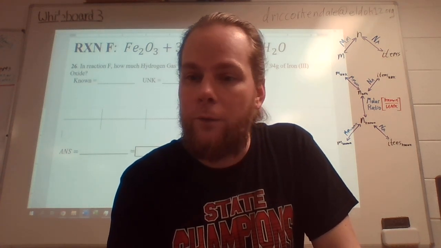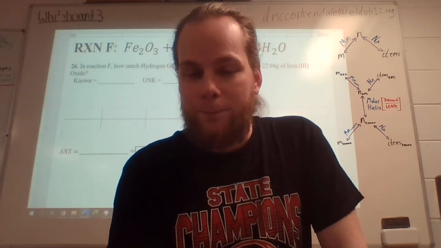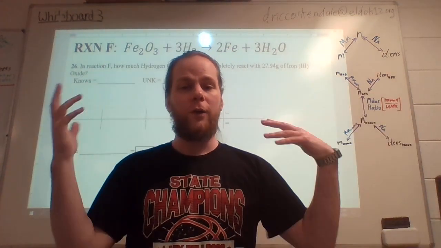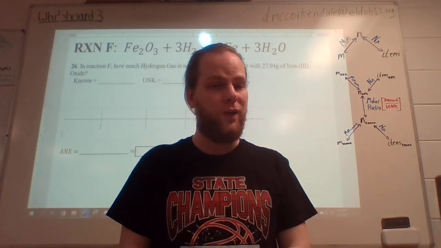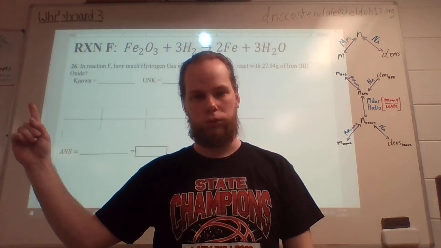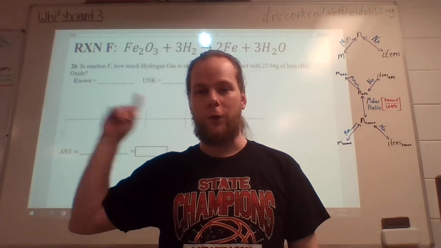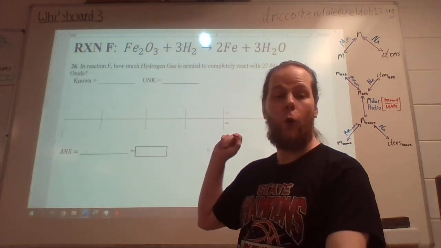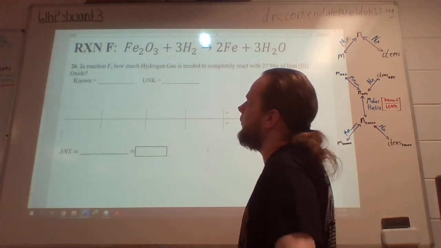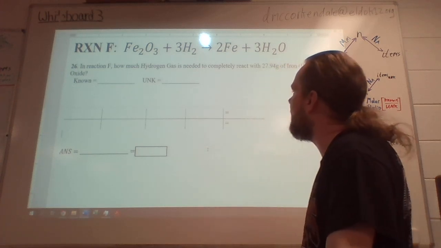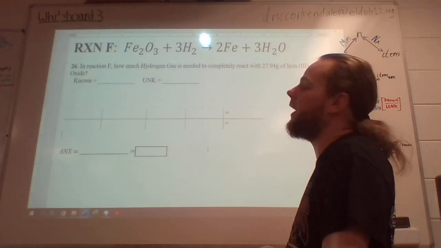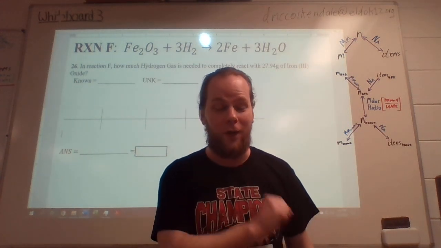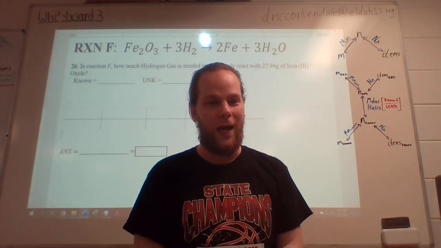Okay. So we are going to be doing question 26 from worksheet 4.3. Question 26. In reaction F, how much hydrogen gas is needed to completely react with 27.94 grams of iron 3 oxide? That is what we have to determine.